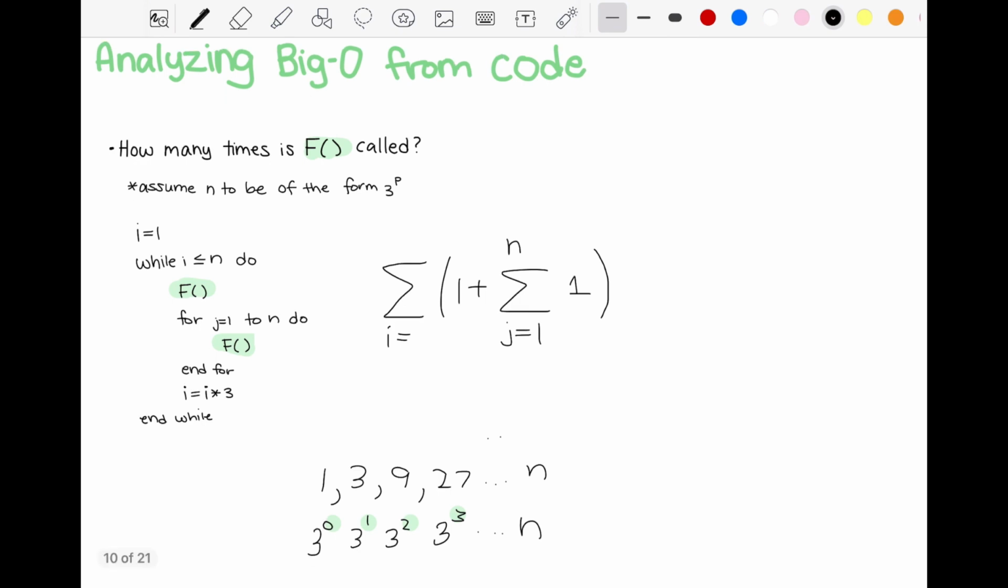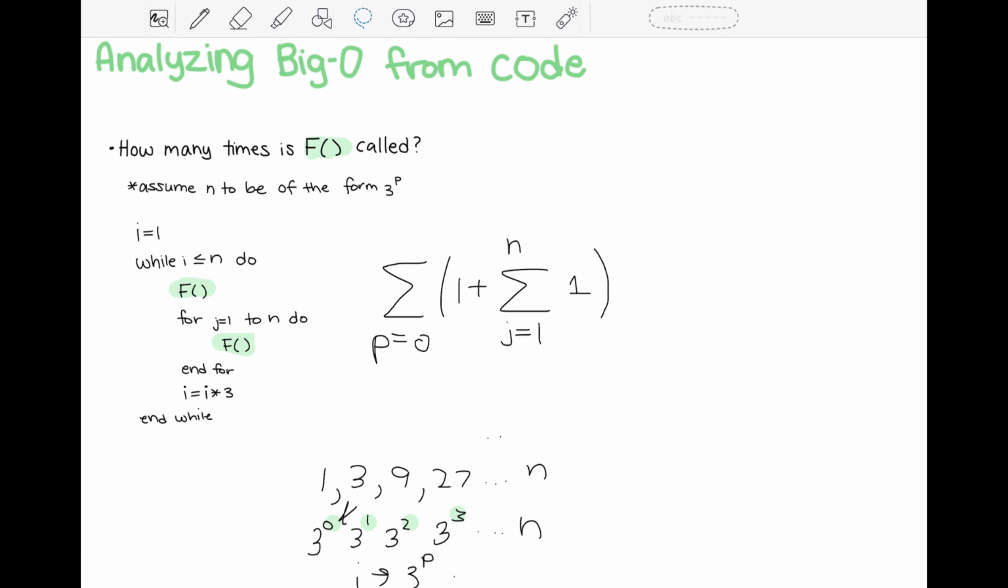So let's assume I is in the form of 3 to some power p, and it goes until n still. So let's erase this. P equals 0, because that's where it's starting from. And then we go until when?